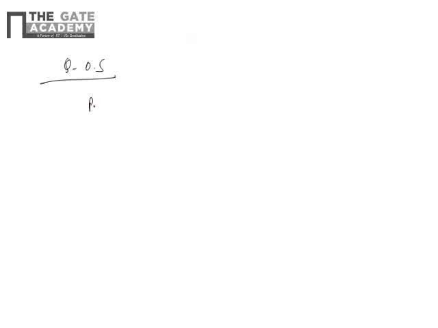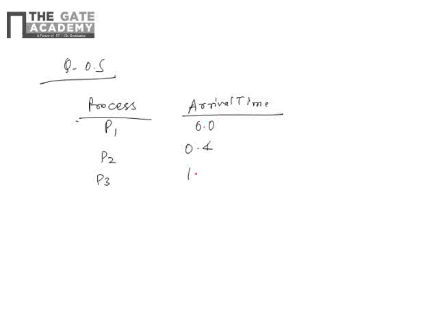The processes are given as P1, P2 and P3. The arrival times are 0.0, 0.4 and 1.0, and the burst times are 8, 4 and 1. So these are the processes, arrival times and burst times, and we have to find the average, being sure to follow non-preemptive scheduling.